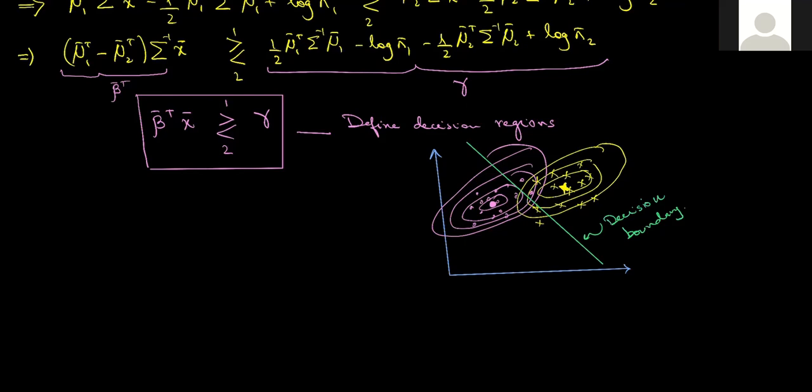On the line, on the line. Right, so if your features reside on this boundary, exactly on this boundary, that is when the probability that the class label is yellow is exactly the same as the probability that the class label is pink.